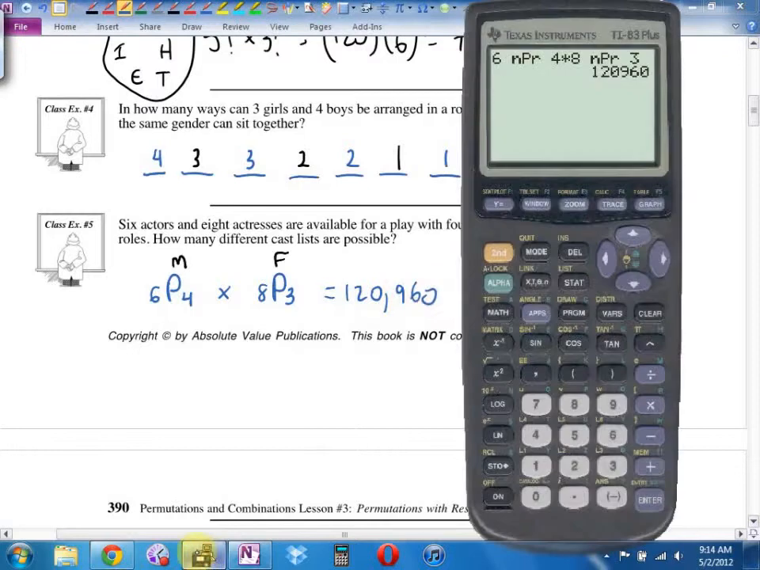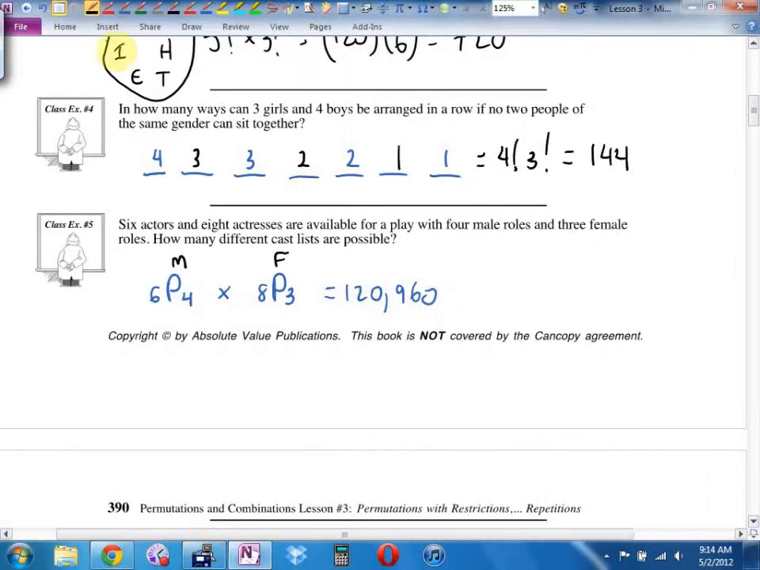Now, there's another way you could have done this. You could have said, falling back on the fundamental counting principle, I want to pick 4 males, 3 females. How many choices do I have for the first male? 6, then 5, then 4, then 3. How many choices for the first female? 8, then 7, then 6. If you multiply those out, you'll also get that. It's a permutation. Turn the page.